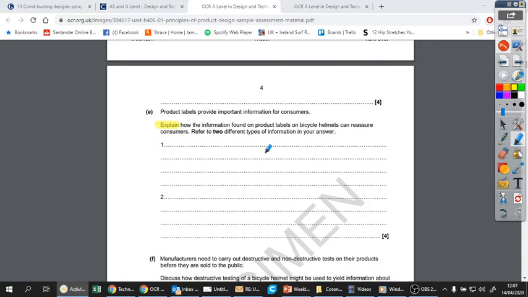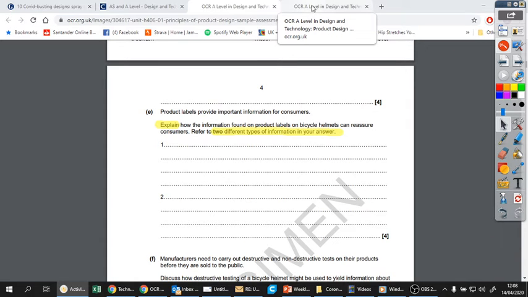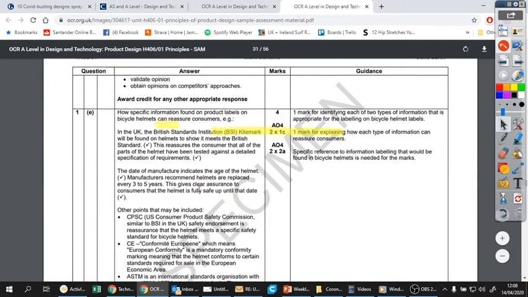Explain how the information found on product labels on bicycle helmets can reassure consumers. Refer to 2 different types of information in your answer. All right? So, now, I don't think we've covered this yet in the core theory. So, what would a product label show on a bike helmet? Okay? So that's what you're thinking. If you're struggling with this, think about what information is shown on most clothes, labels, things that you get. Now these are the kind of things they'd be looking for.